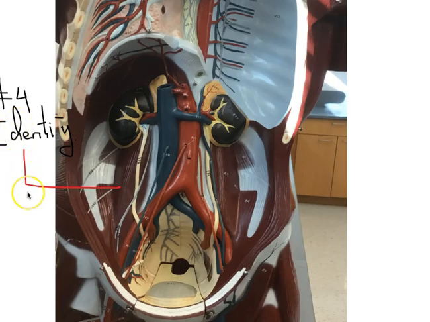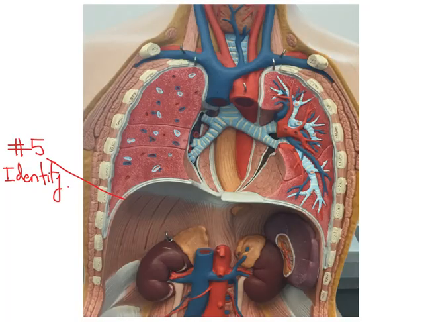What is this muscle here? Number 4, pointing inside the abdominal pelvic cavity here. It's retroperitoneal. What muscle do we have here?